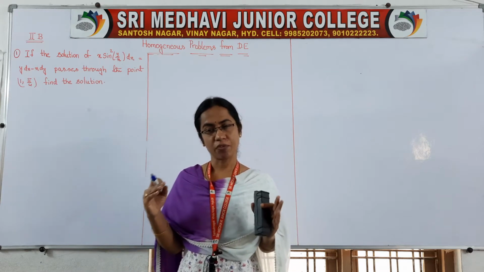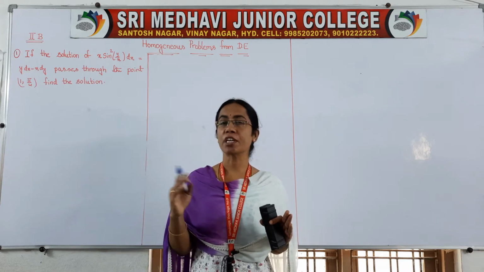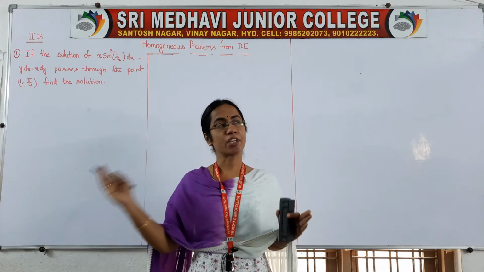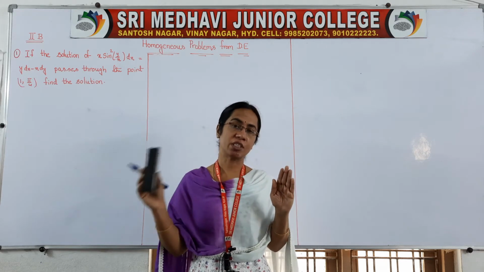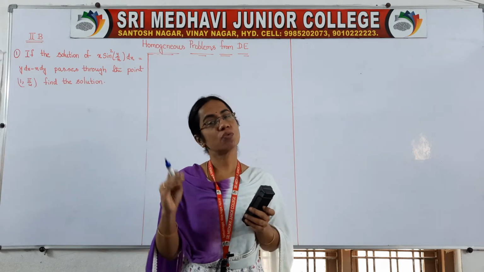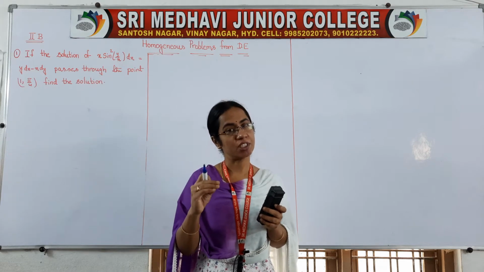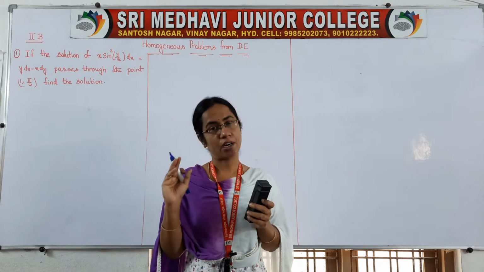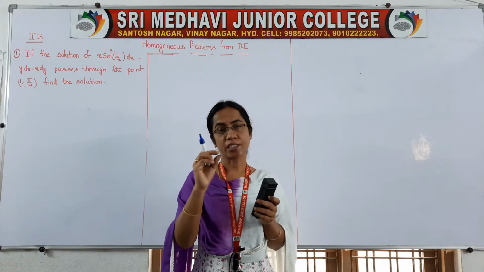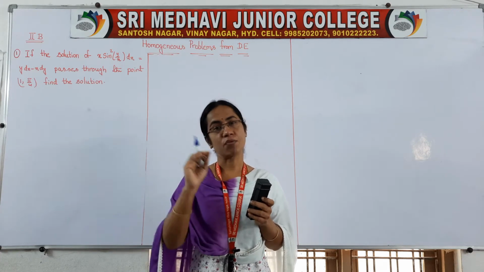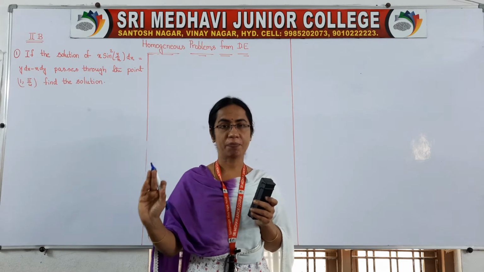First of all, the given equation will not be in variable separable form. We cannot separate x variables into dx and y variables into dy. In such a case, we have to check whether the given equation is homogeneous or not. How will we find whether it is homogeneous or not? In x place you take kx, in y place you take ky.